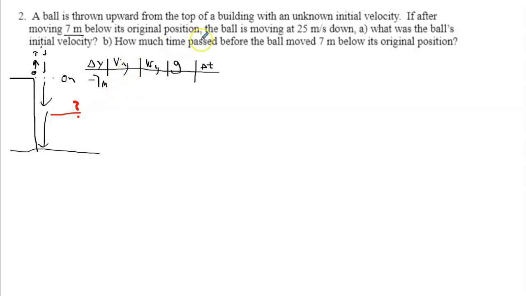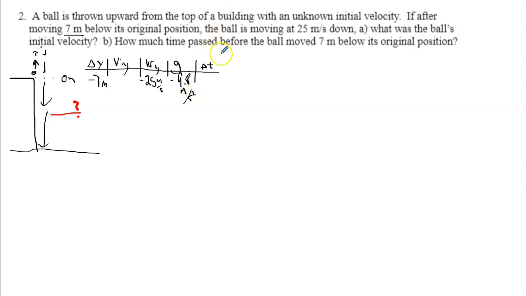The final velocity, it says it's also moving down at 25, so it's going to be negative 25, and that's the velocity at the end of the time period, so that's why it's VF, even though it's not maybe the very end where it's hit the ground, but it's somewhere after when it started. Gravity we know is negative 9.8 meters per second squared. So we have 3 out of the 5 variables again, so we're good to solve.